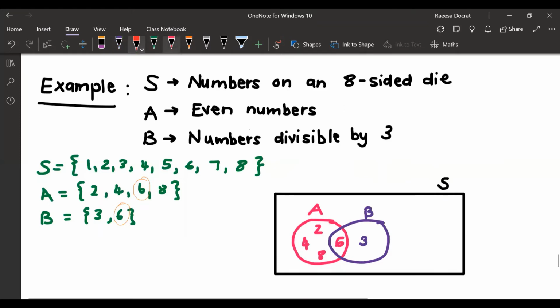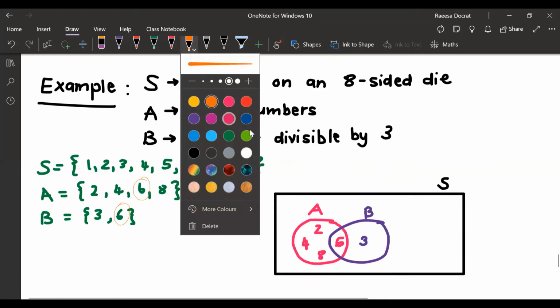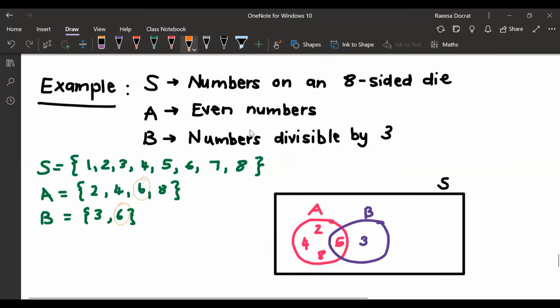Then you can see there are still some numbers that are missing, so we can fill in those numbers. The numbers are 1, 5, and 7. Those are not part of A or B, but they are part of our sample space.